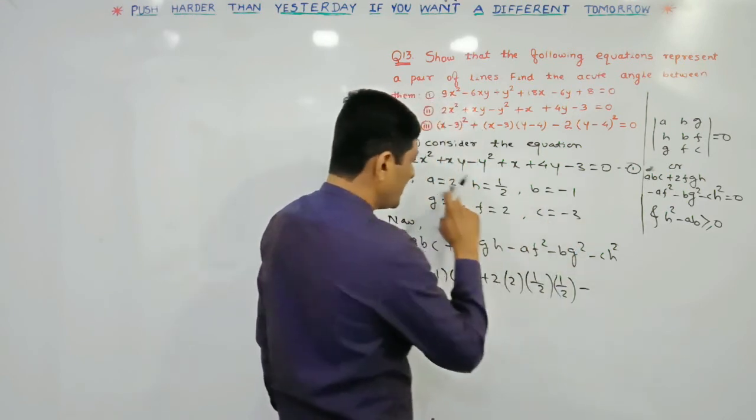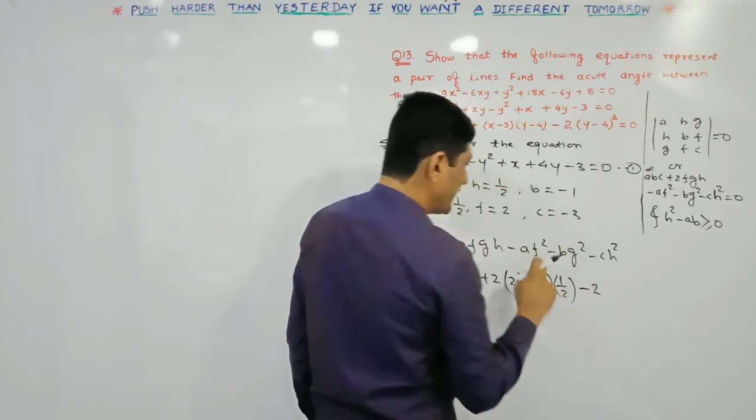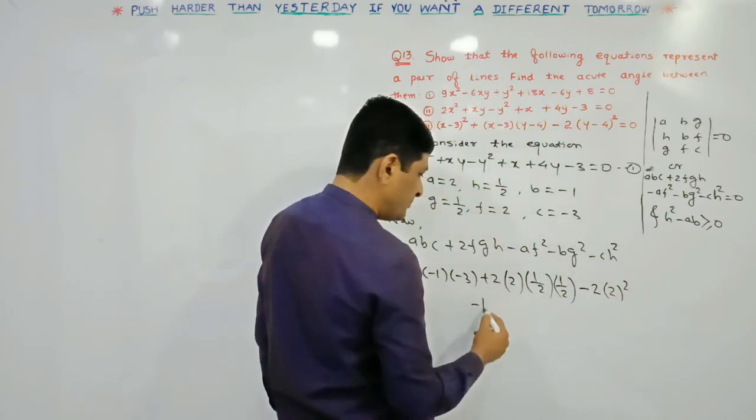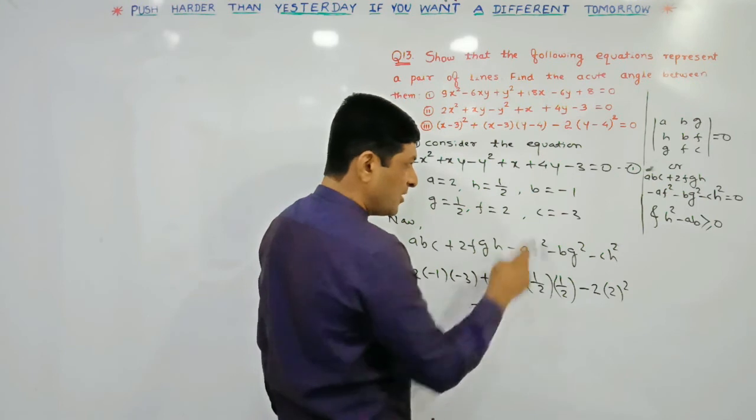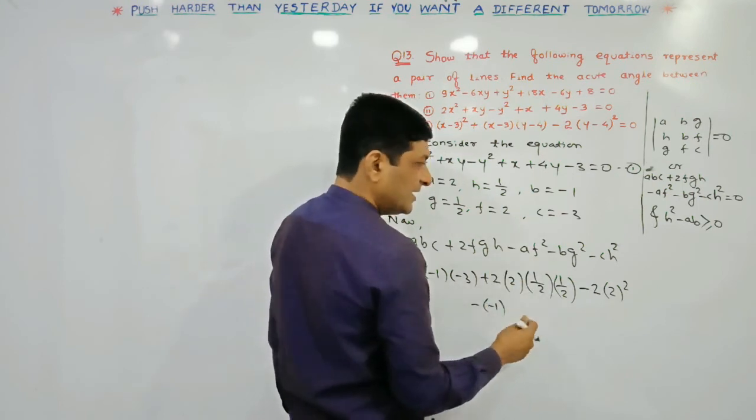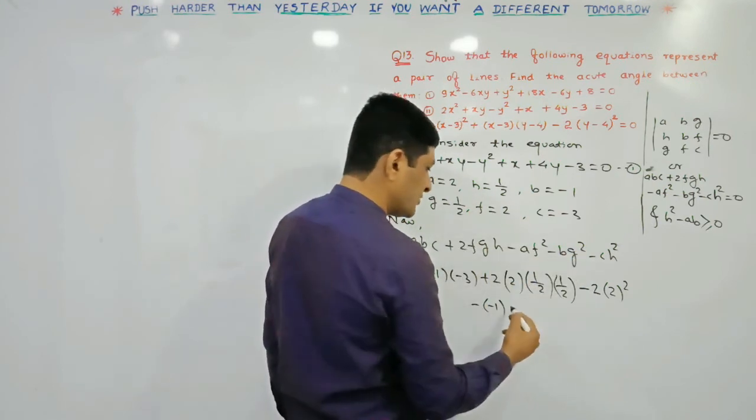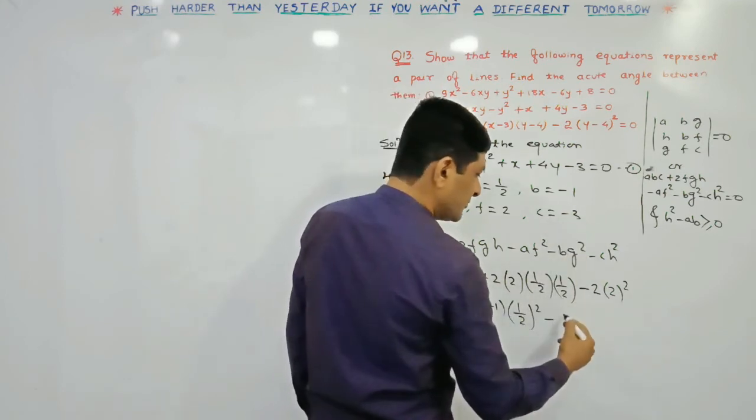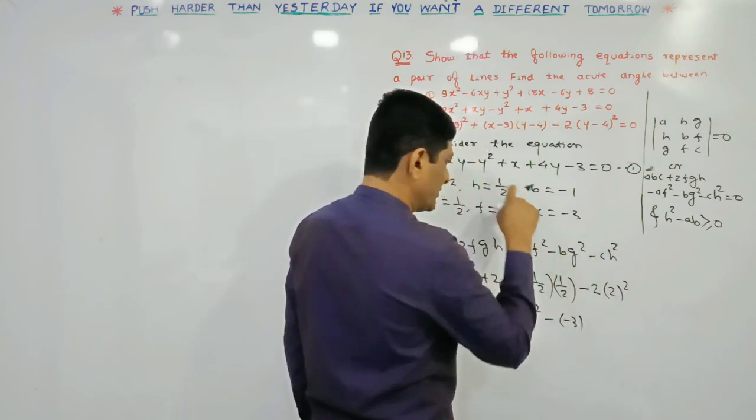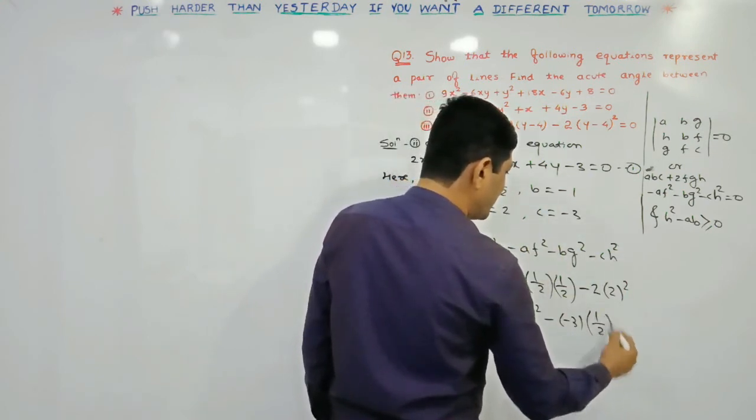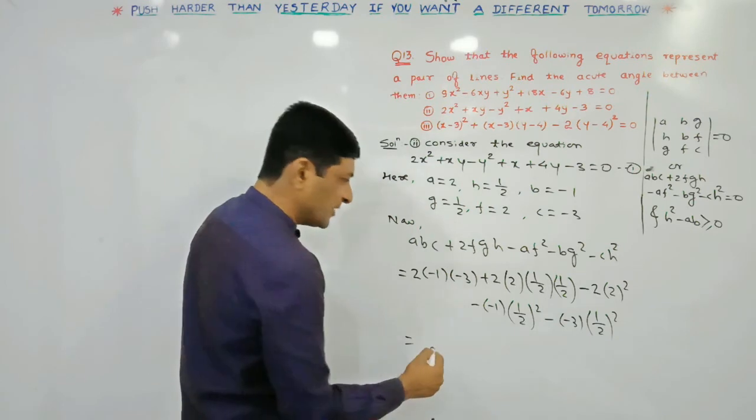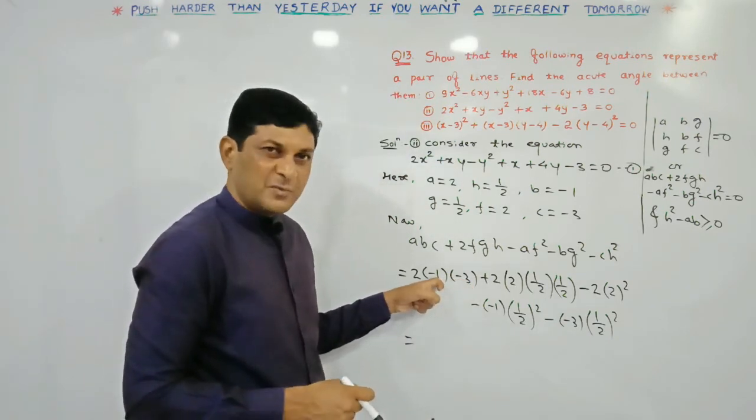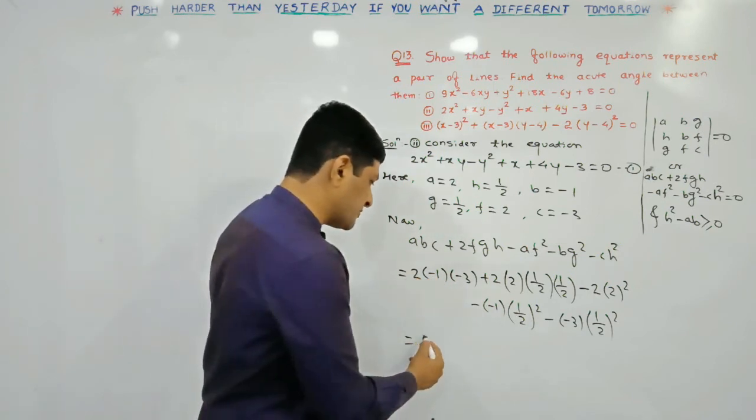Minus a, which is 2, into f square, f square means 2 square, minus b, substitute the value of b is equal to minus 1, into g square means square of 1 by 2, minus c is equal to minus 3, into h square means square of 1 by 2. So see what we will get here: the product of minus 3 and minus 1 will be plus 3, 3 into 2 will be equal to 6.